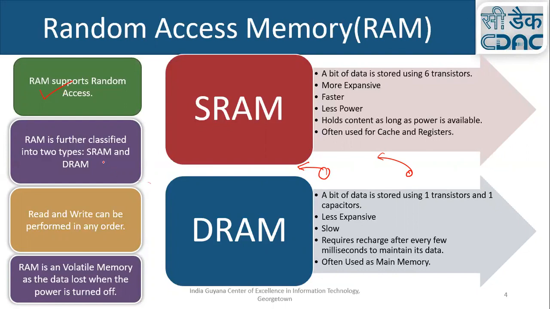RAM is divided into two types: SRAM, that is static random access memory, and DRAM, dynamic random access memory. Read and write can be performed in any order, and it takes the same amount of time.